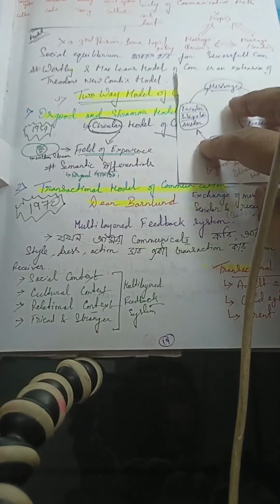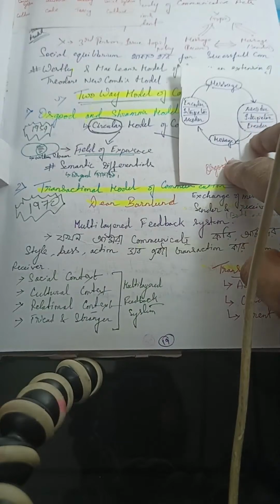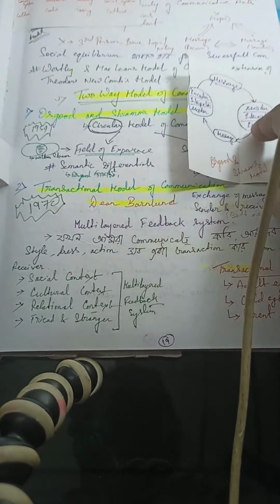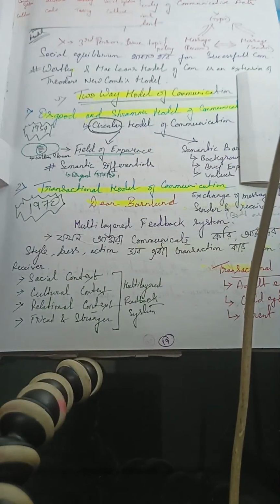In this particular model, what we can see is the message, then we have the decoder, the interpreter, and the encoder, which is being communicated in a circular process. Now next we have Schramm's model with field of experience.